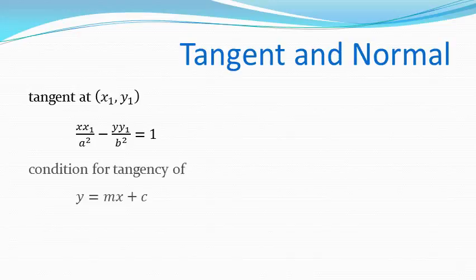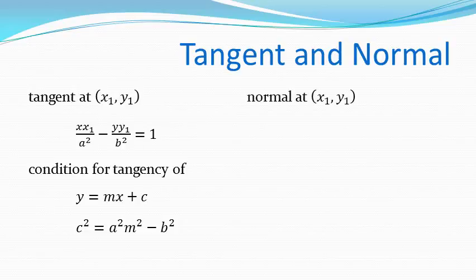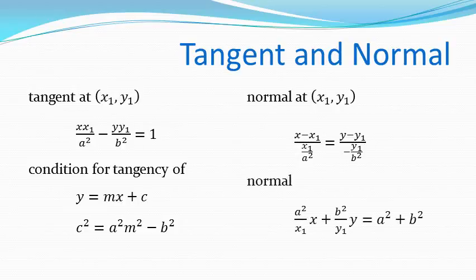Let us review the concept of tangent and normal. So the equation of the tangent at the point x1 comma y1 is given by this formula. So we have replaced x squared with xx1 and y squared with yy1. The condition for tangency of the line y equals mx plus c is this one. So c squared is equal to a squared m squared minus b squared. The normal at the point x1 comma y1 is given by this formula, and it can also be written in this form.